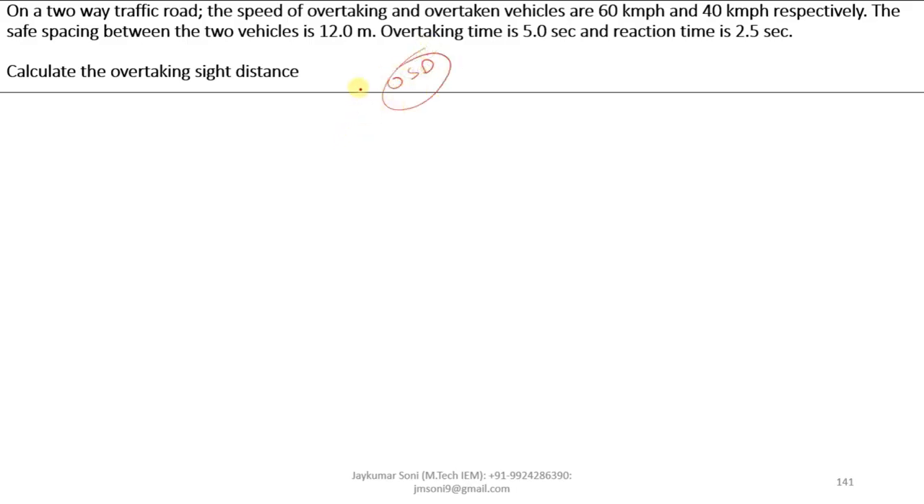What are the things that are given over here? Overtaking time means capital T. Reaction time means small t. Capital V means overtaking speed. Small v, or VB, means speed of slow moving vehicle, and two-way traffic is given. So the first thing is that it is a two-way road, two-way traffic. So we need to calculate D2, D1 and D3, all the values, in order to get the overtaking sight distance.